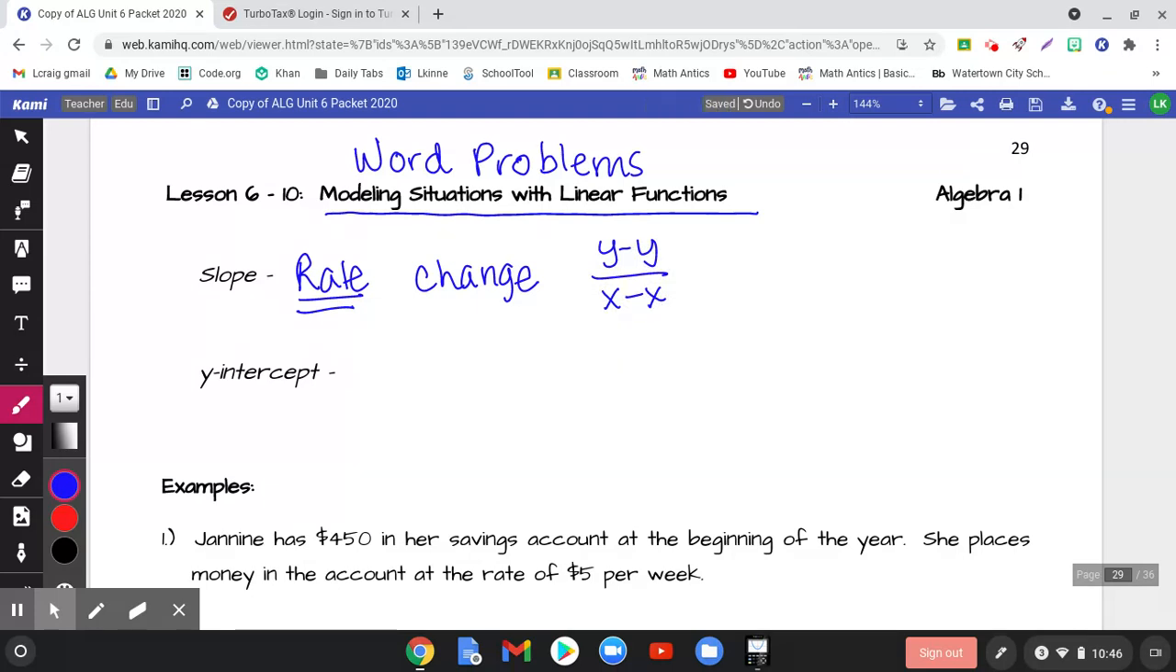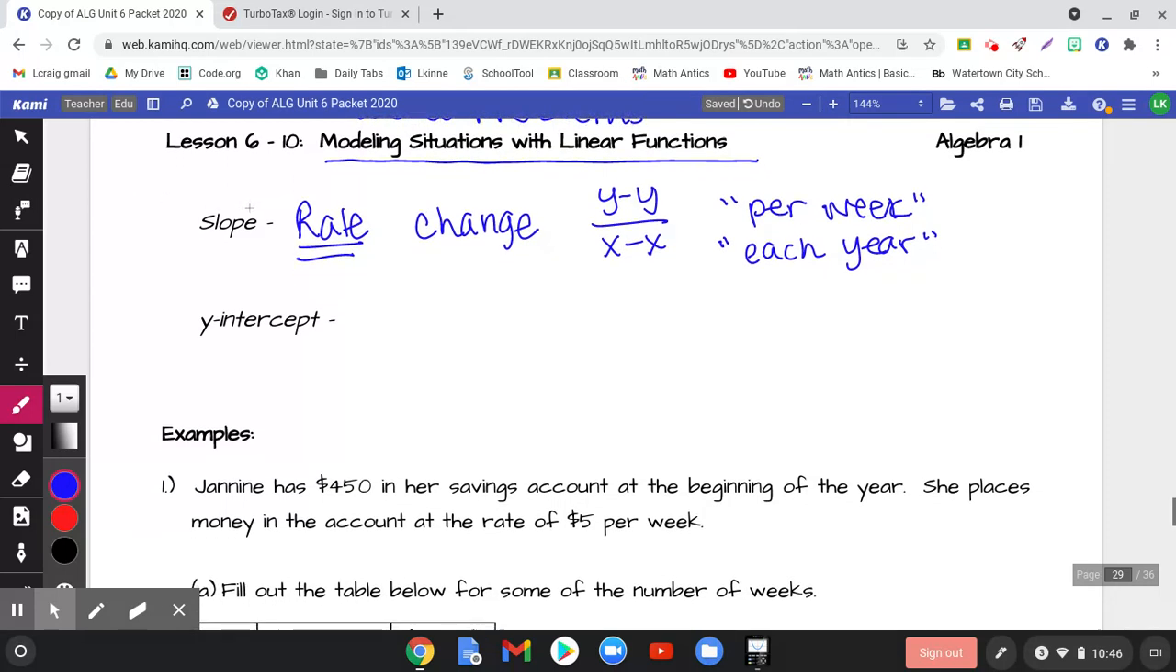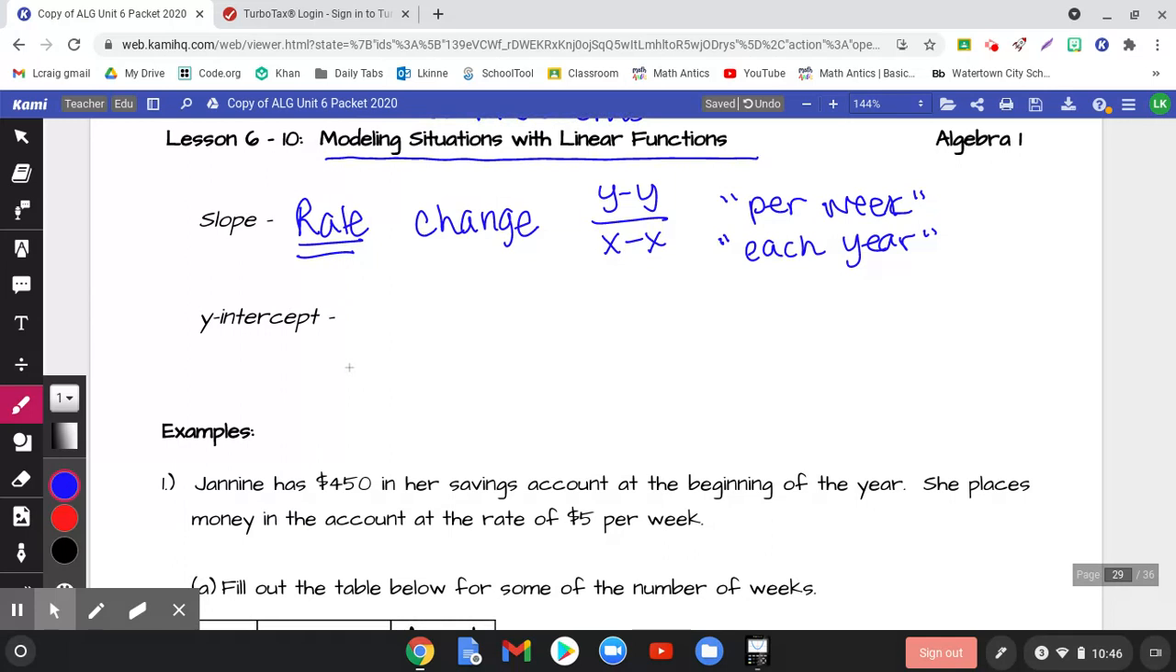Some other keywords that you'll see: the word per. So per week, or per day, or each week, or each year. If something is changing the same amount per day, per hour, per week, that is going to be your slope. Your y-intercept is always your initial or starting amount.